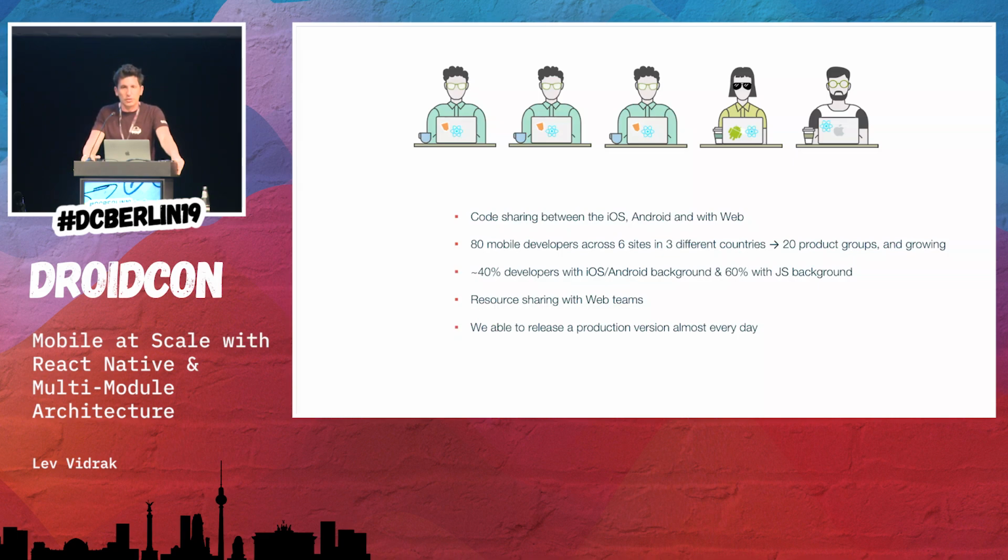And it's really, really easy for us to scale and recruit developers from the JavaScript world or to take someone from the web teams. And after a quick, short onboarding to the mobile world, he will be a great mobile developer. And with this architecture, we are able to release a new version to production almost every day. And every developer from the 80 developers can decide that he needs to release a new version to production.